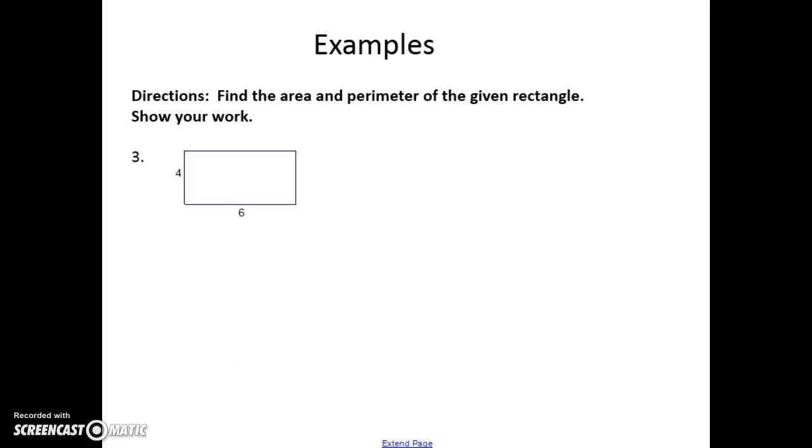For a rectangle, we know some properties. We know this side is 6 and this side is 4. And to find the area, we do base times height. So I do 6 times 4, which is 24 units squared. Perimeter, we add up all the sides. So we just do 6 plus 6 plus 4 plus 4.